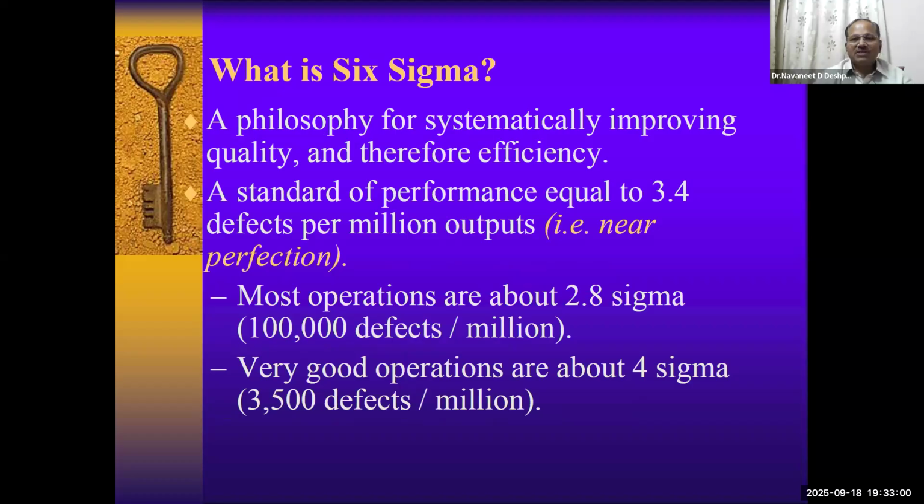A standard of performance equal to 3.4 defects per million outputs is almost near perfection. Most operations are about 2.8 sigma. Very good operations, in the sense of the transactions I'm talking about, are about 4 sigma, that is 3,500 defects per million. So some of them are good at 2.8, some are at 4. It could vary, but at least starting to measure how many defects there are in providing the services and the products is much more important.